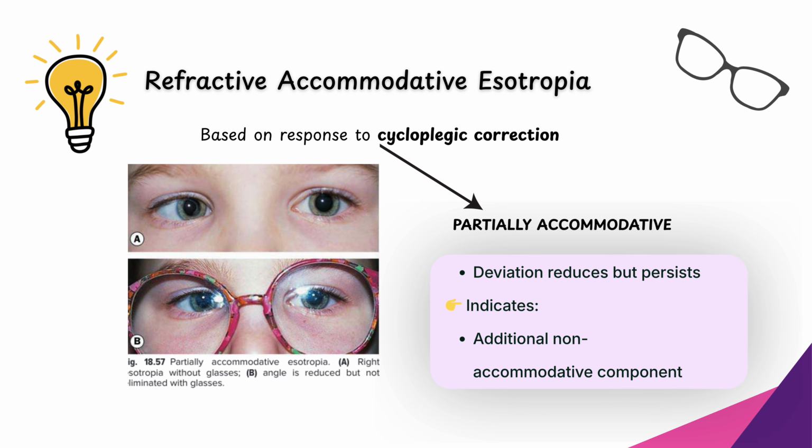If the deviation reduces but does not disappear completely after full cycloplegic correction, it is called partially accommodative esotropia. This indicates the presence of an additional non-accommodative component which may require further management, including possible surgical correction.